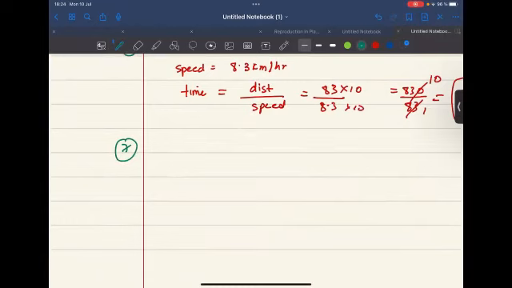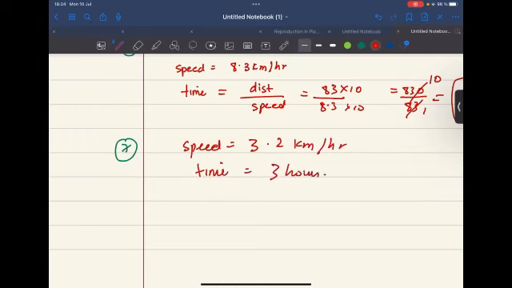Yukta runs at a speed of 3.2 kilometers per hour. How much distance will she cover in 3 hours? So time is 3 hours. I've clearly given the speed. So here, again, if you use your brain, you can easily do it. Even if you don't need the formula and all, it's super easy. If you think for yourself, you'll know how. You all might wonder how this formula came. So how is distance speed into time?